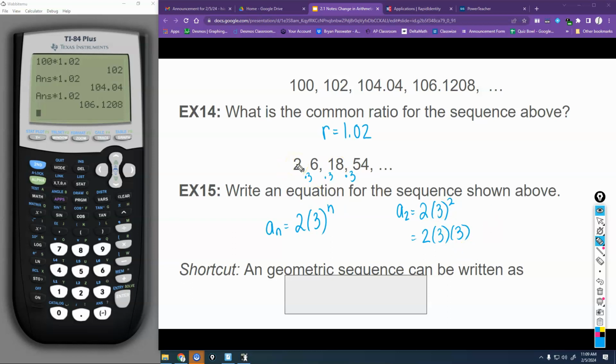I take 2, which is what I'm starting with, I multiply it by 3 to get 6, and I multiply it by 3 again to get 18. That third term, which would be like a sub 0, a sub 1, a sub 2 here, would be 18. Right. There is a shortcut for this one as well. So let me get back to the main screen so I can move this box.